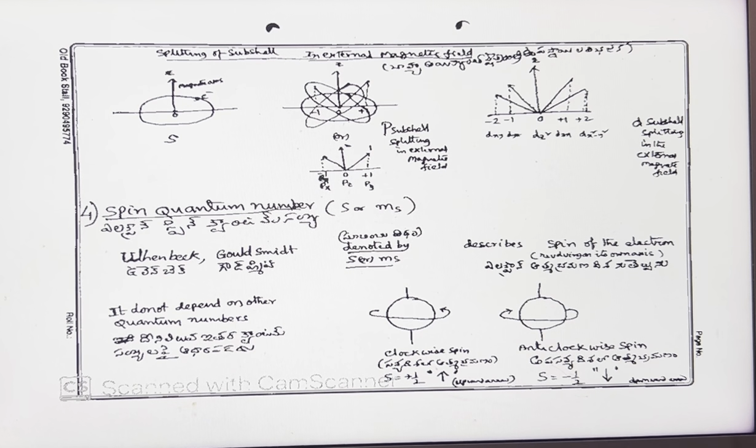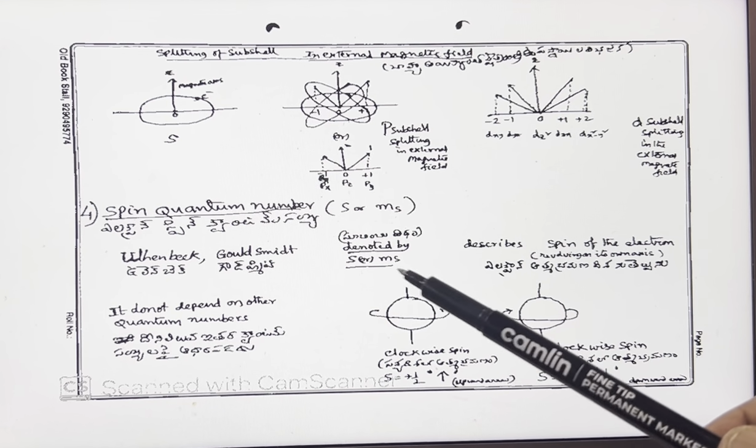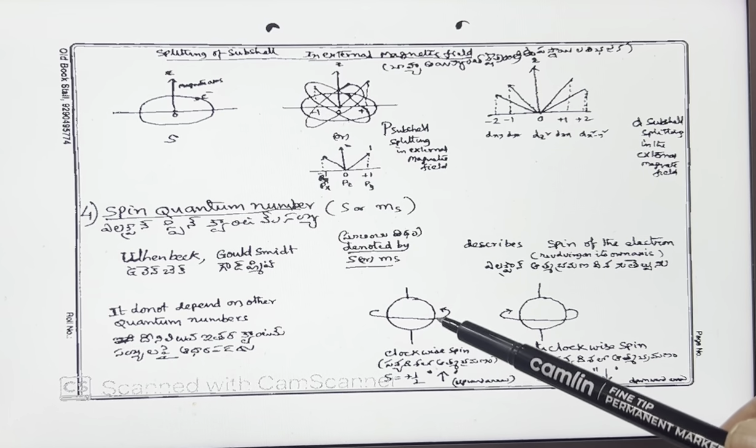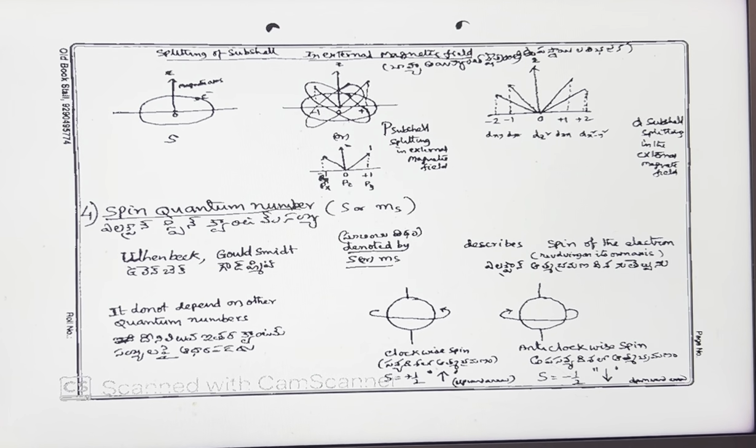So, the spin quantum number only tells the spin of the electron. It does not depend on the n value, l value or m value. The l value depends on n, from 0 to n minus 1. The m value depends on l: for l equal to 0, m is 0; for l equal to 1, m is minus 1, 0, plus 1. But the spin quantum number does not depend on any of the other quantum numbers.